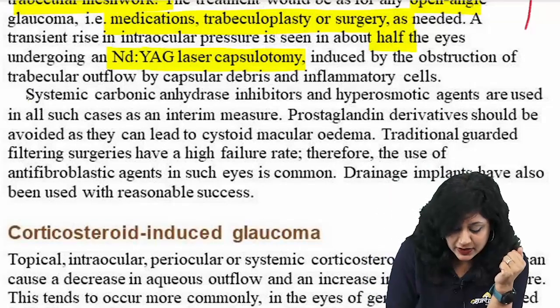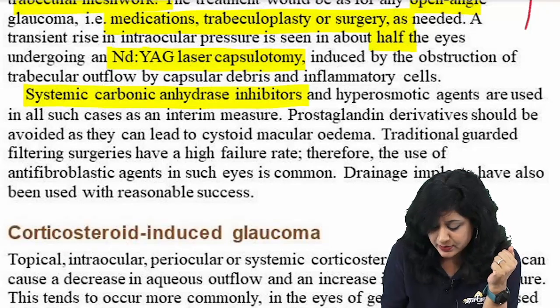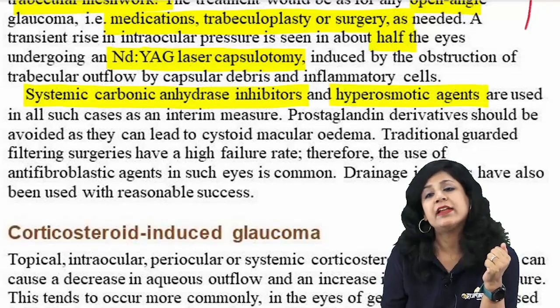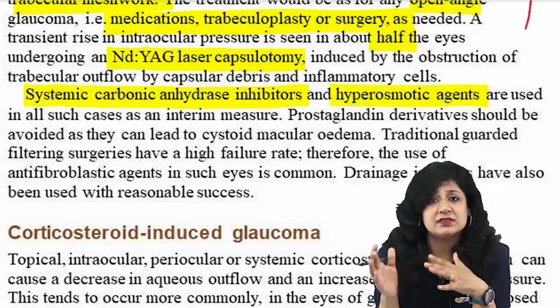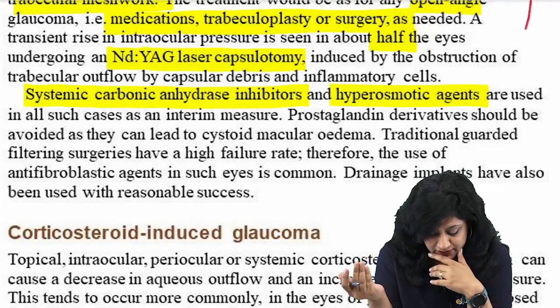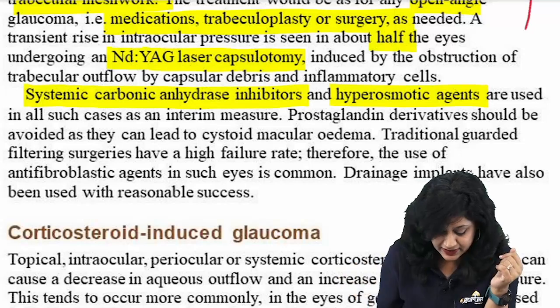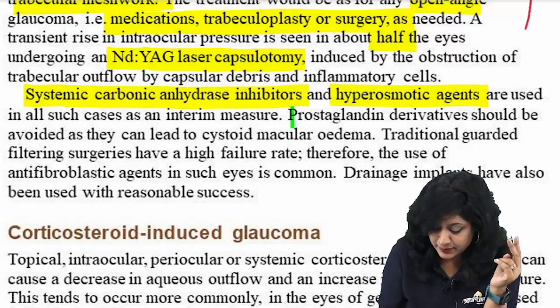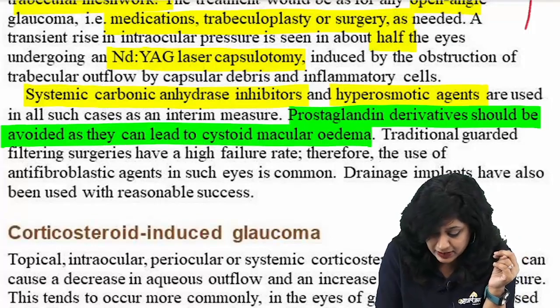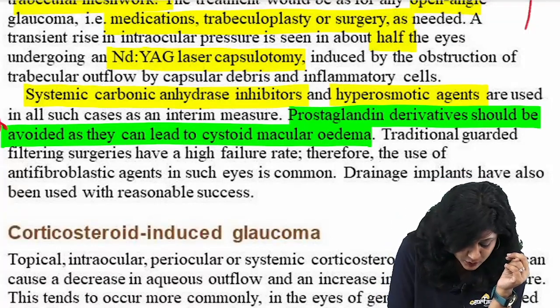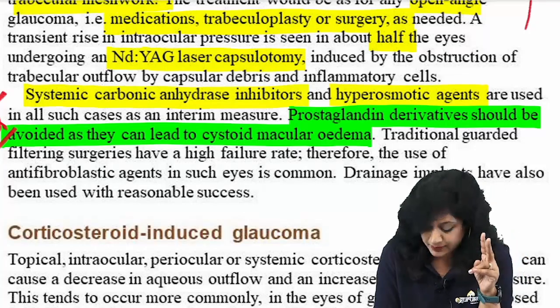Then another thing that we can use is systemic carbonic anhydrase inhibitors and hyperosmotic agents. So in simple language, acetazolamide and mannitol remain the mainstay of the treatment. Prostaglandin derivatives should be avoided as they can lead to cystoid macular edema. Again, a very important question, cystoid macular edema.